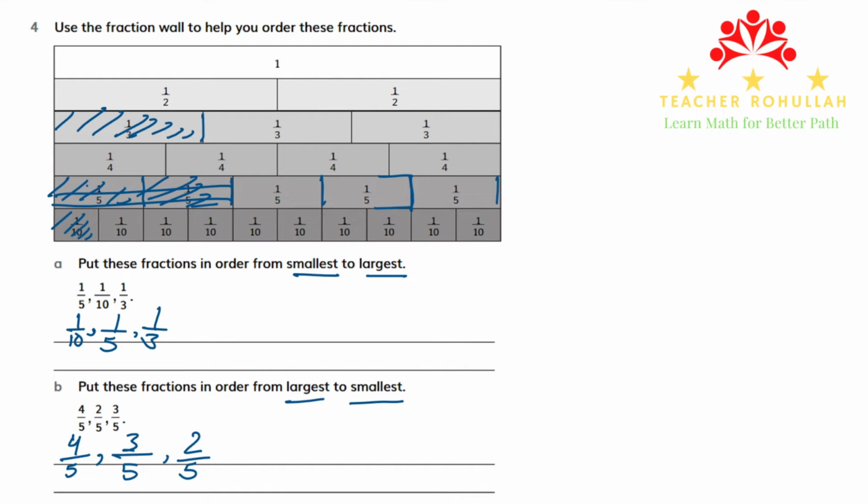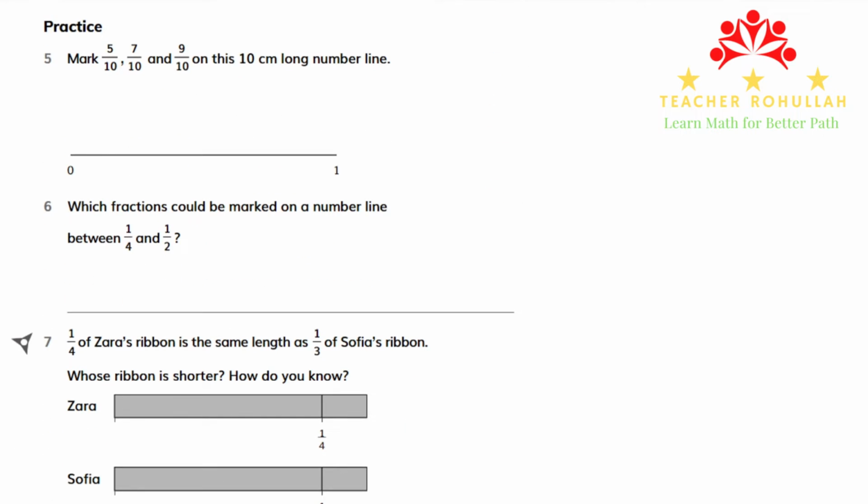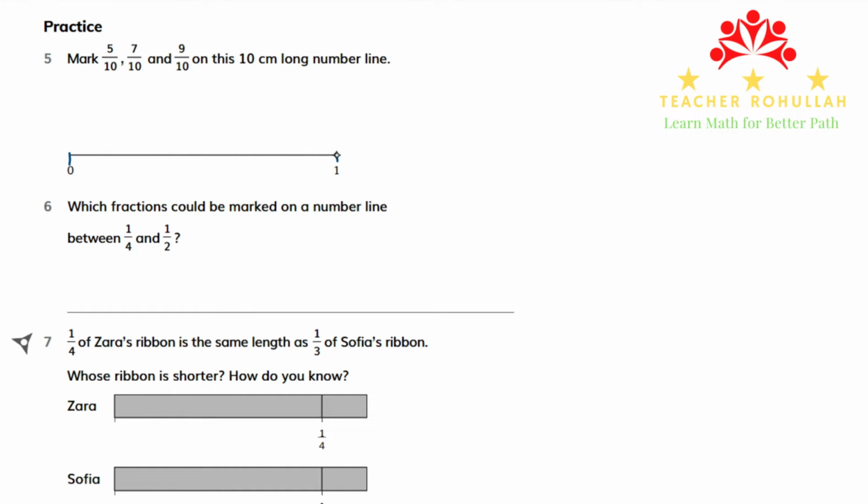Well, this question is also solved. Let me scroll down to move to question 5. In question 5, it says, mark 5/10, 7/10, and 9/10 in this 10 centimeter long number line. So here from 0 to 1 it shows 10 centimeters. Because we have the denominators of 10, we can cut this number line into 10 equal parts.